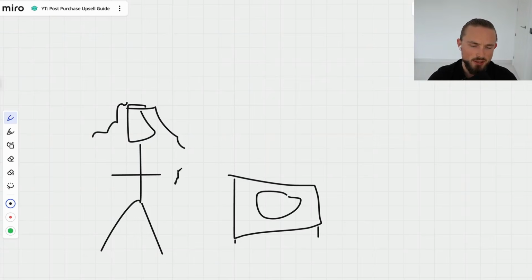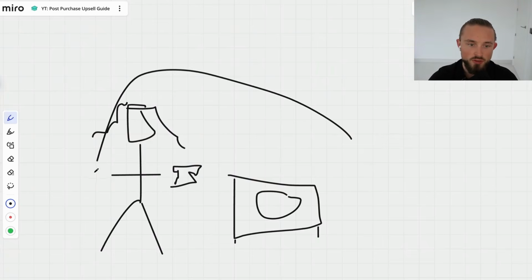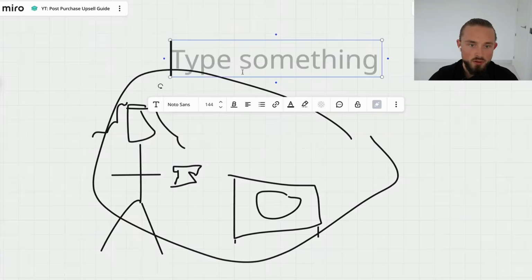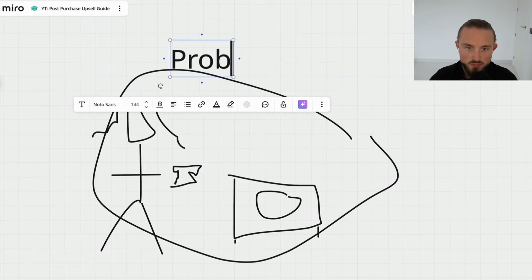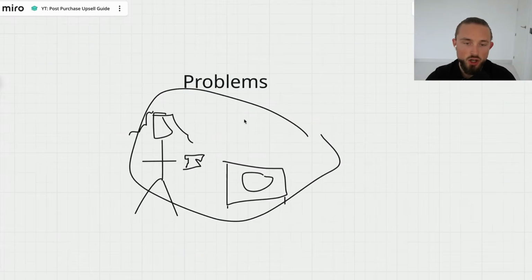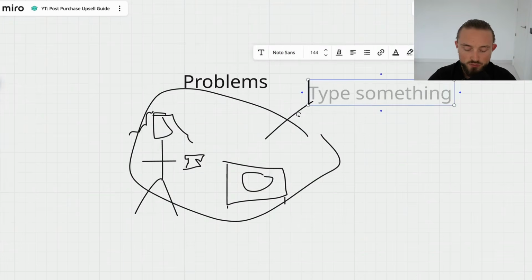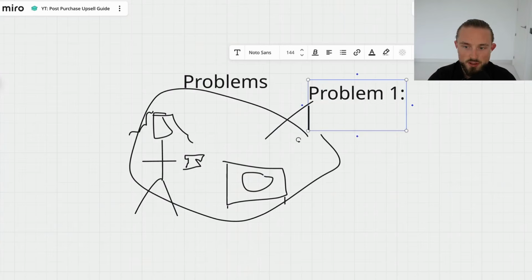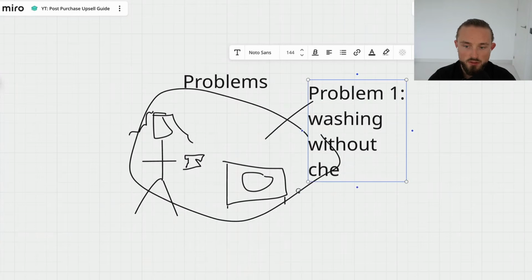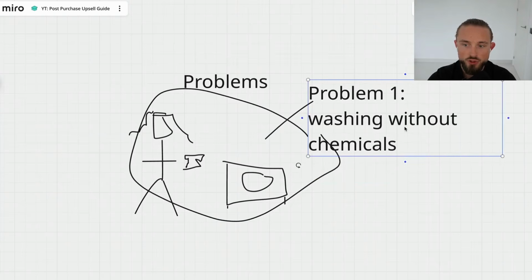She has these T-shirts and whatever. So she has a lot of problems around the situation, right? So she is facing a lot of different problems around the situation. Now, problem number 1 is what we sell them on the front end. Problem 1 is washing without chemicals, right? So this is essentially problem number 1 she's facing.